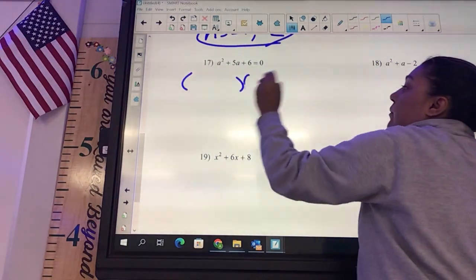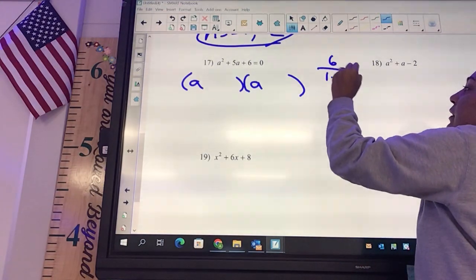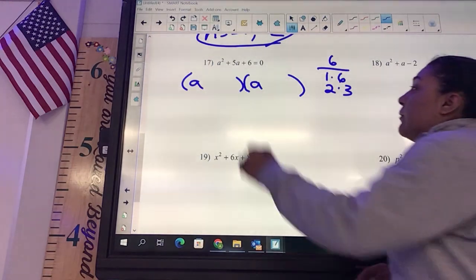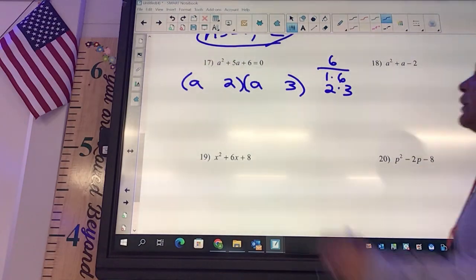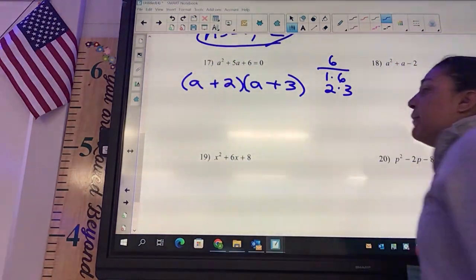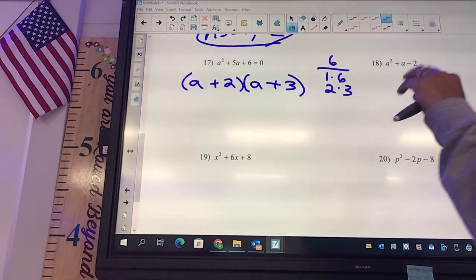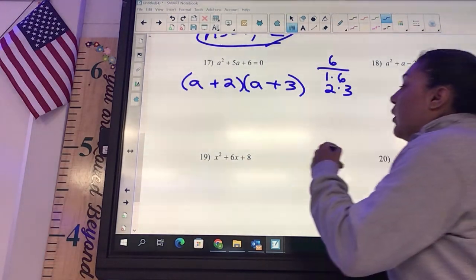Okay, 17. We got A and A, and my number is a 6. So I got 1 and 6, 2 and 3. I need a 5, so which group am I gonna pick? 2 and 3, or I could do what? 1 and 6, okay? It does not matter. And we could say plus plus. If I did the 1 and 6, what would my signs have to be? Well, depending on what numbers, but what would the 6 need to be? A plus, and then the 1 would need to be a minus.